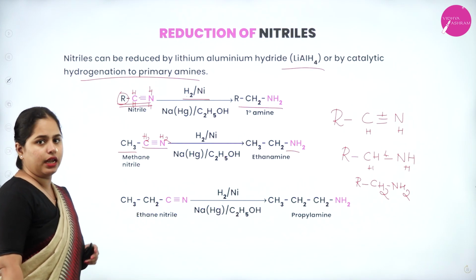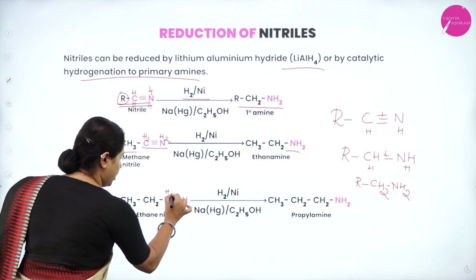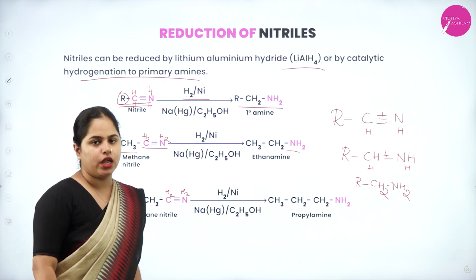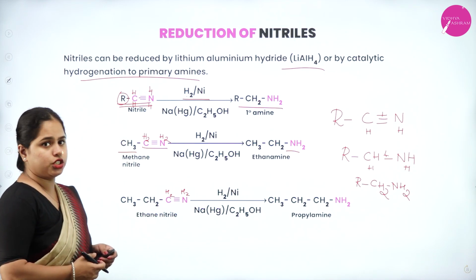Okay, so this is ethane nitrile. Again, what is going to happen? CH2 added here, NH2 added here. This triple bond will become a single bond. Clear? So this is a simple reaction, that is reduction of nitriles.